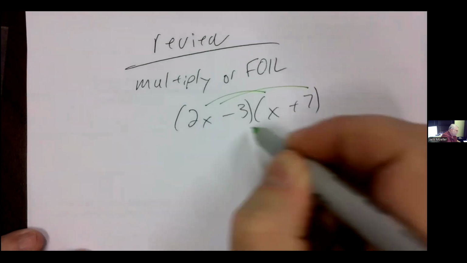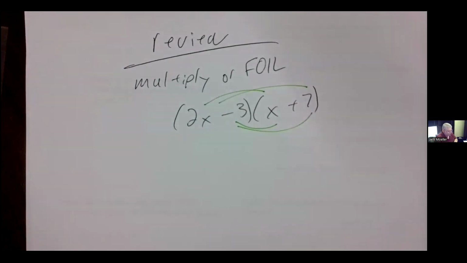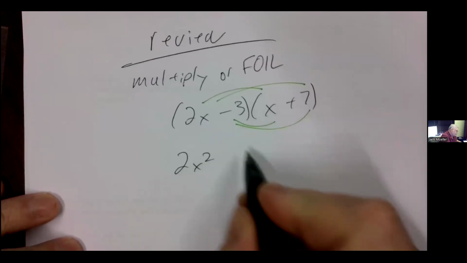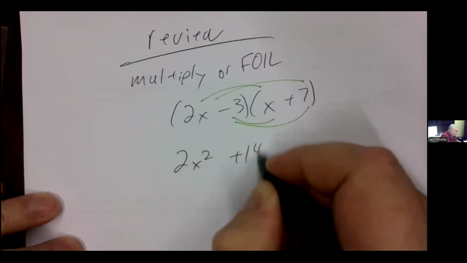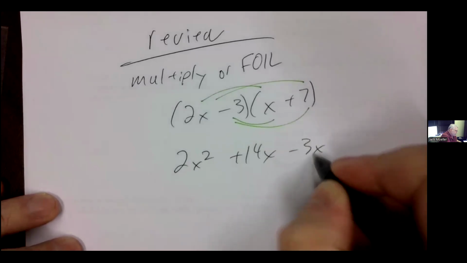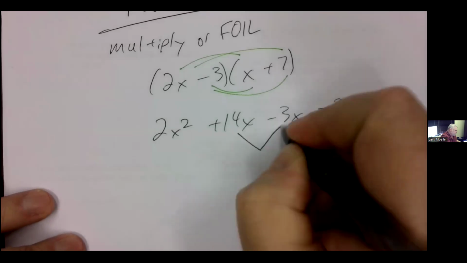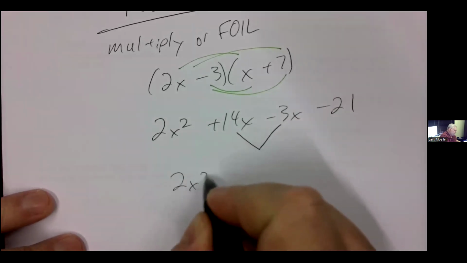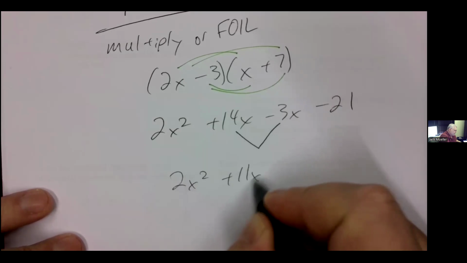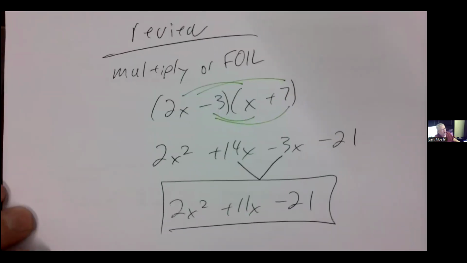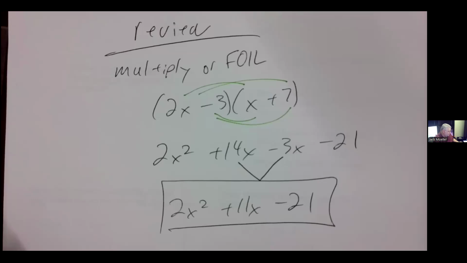Hopefully you know to fully distribute. We're going to get 2x squared plus 14x minus 3x minus 21. And then you combine your like terms. So we have 2x squared, and then that gives us plus 11x minus 21. All right. So most people like to FOIL to multiply binomials. Pretty straightforward process.